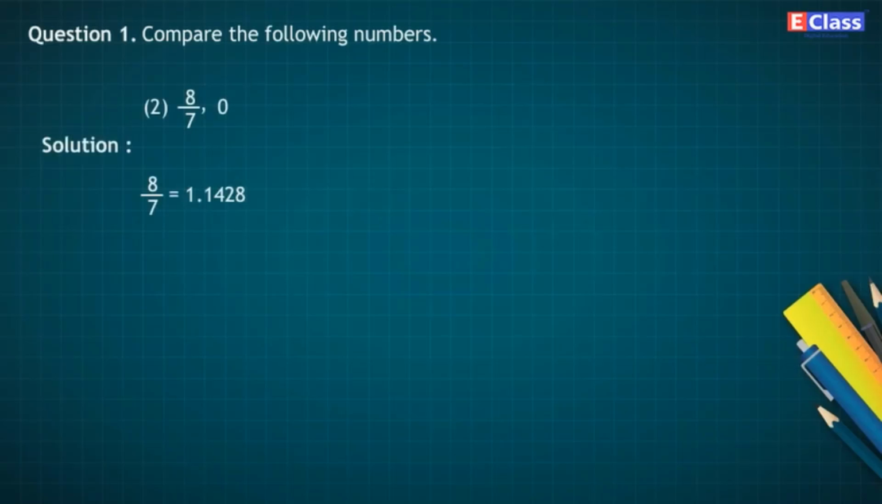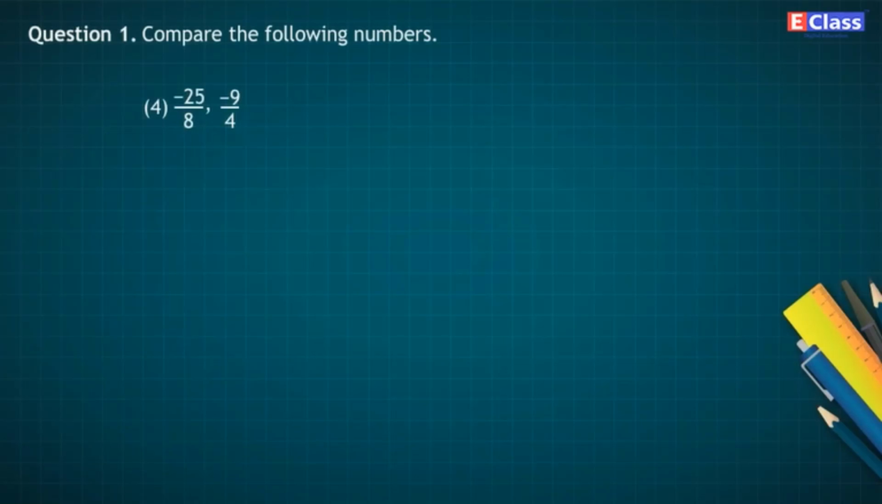3. Compare 40 by 29 and 141 by 29. Solution. 40 by 29 is equal to 1.3793 and 141 by 29 is equal to 4.8620. 1.3793 is less than 4.8620. 40 by 29 is less than 141 by 29.